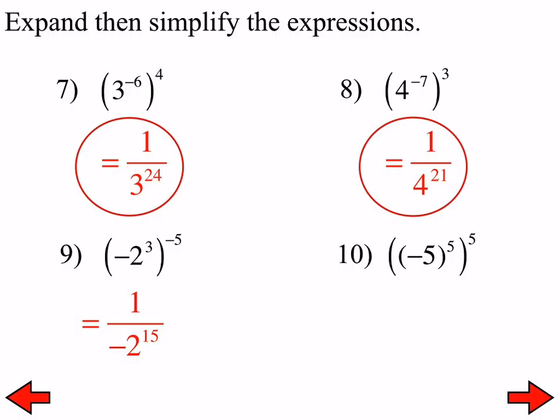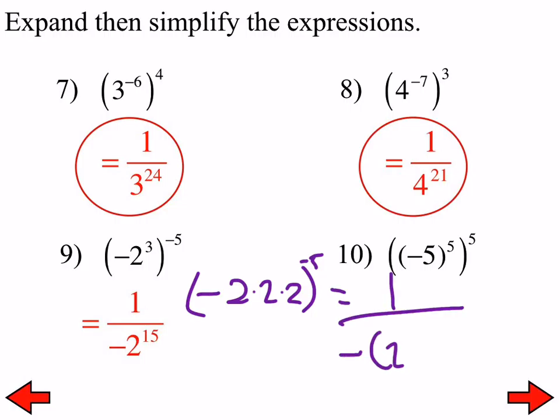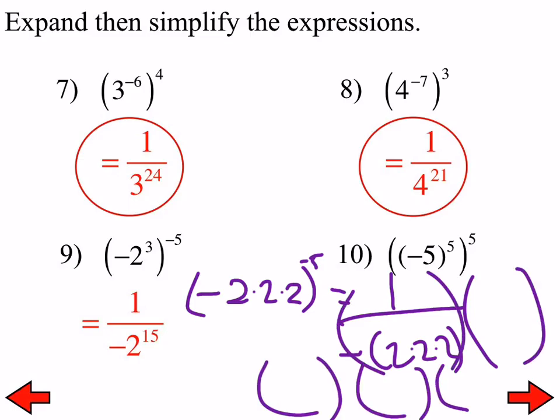Because this 2 is repeating 3 times, but the negative stays there. That only repeats once. Then that's the whole thing repeating 5 times, but it flips. So it looks like this. We have negative 2 times 2 times 2. And then this whole thing is going to flip 5 times. 1, 2, 3, 4, 5.